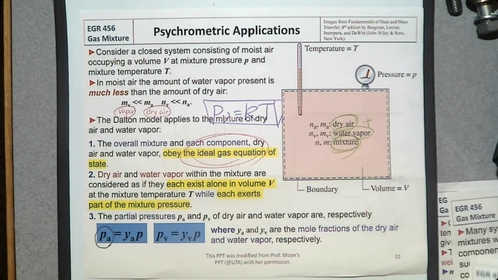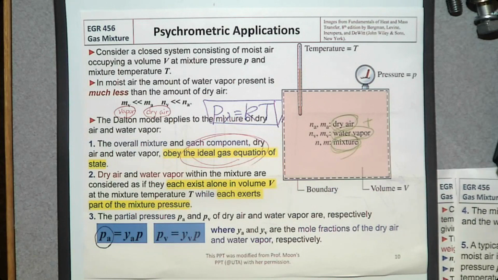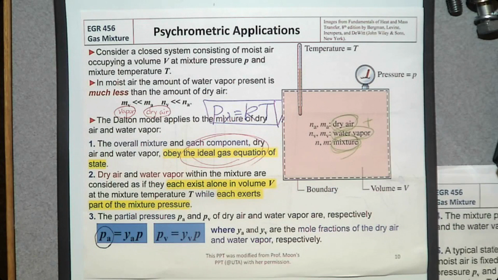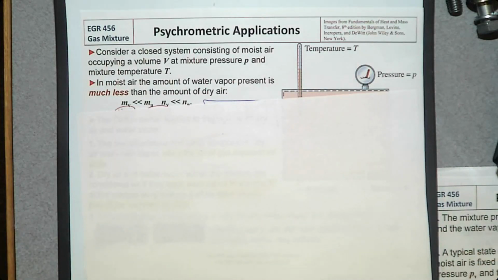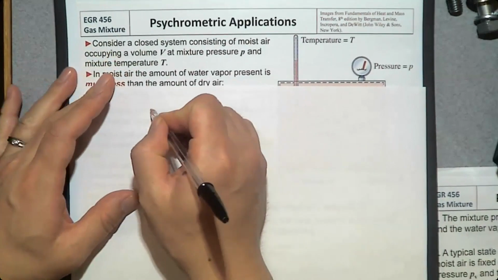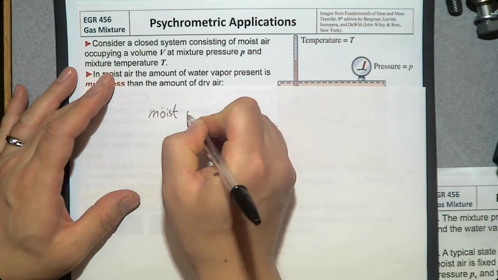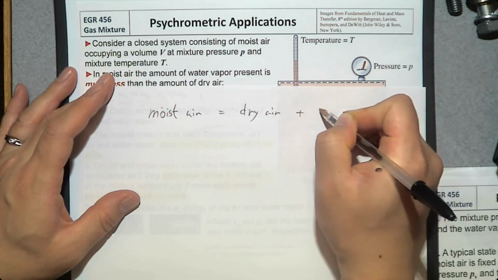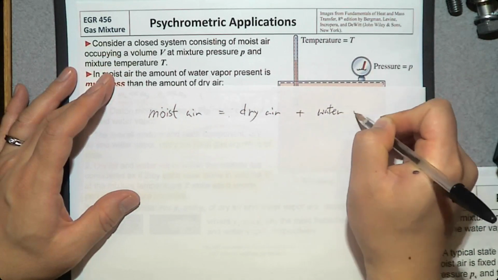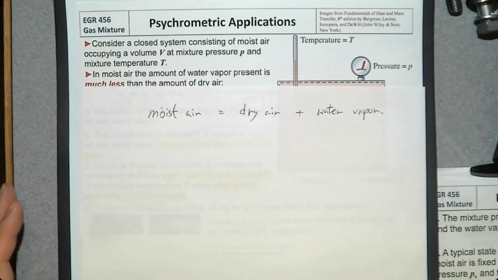Okay, so we were studying how to evaluate a property of moist air. Moist air is a mixture of dry air and water vapor. So we can use the ideal gas equation to evaluate their properties.